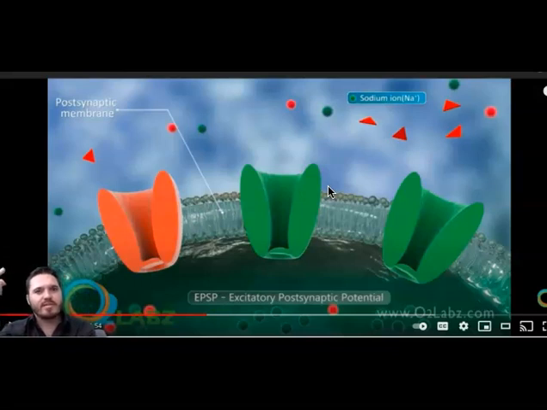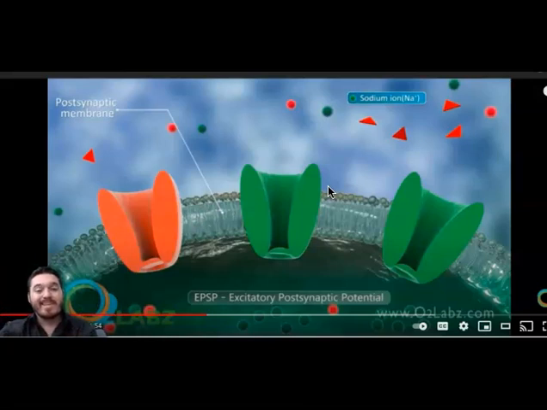So this should start setting off some alarms in your head and maybe remind you of what we just did with action potential. What happens when sodium comes into the cell? What happens to the membrane potential? It should increase. And if it increases enough past the threshold, what happens? Depolarization happens and the action potential is propagated along the axon and fully transmitted.